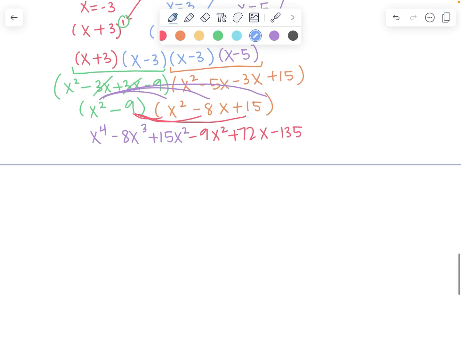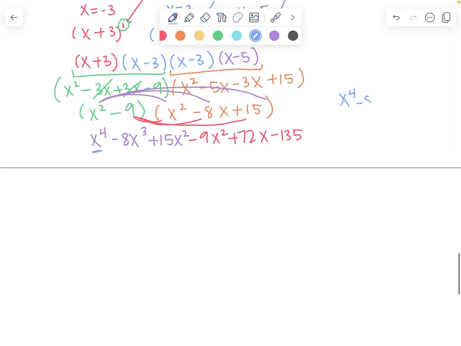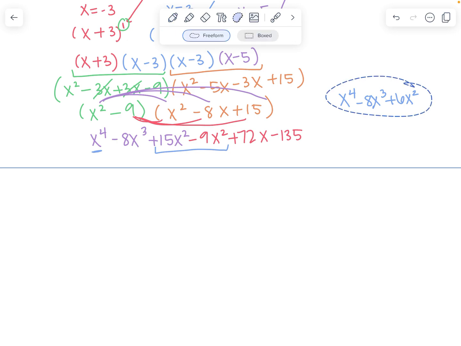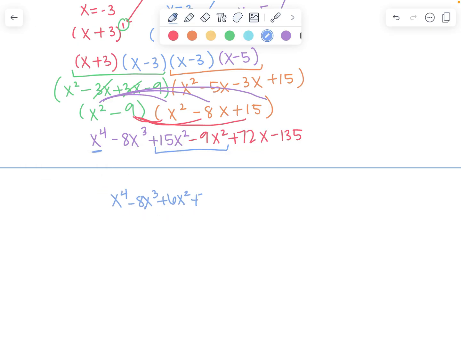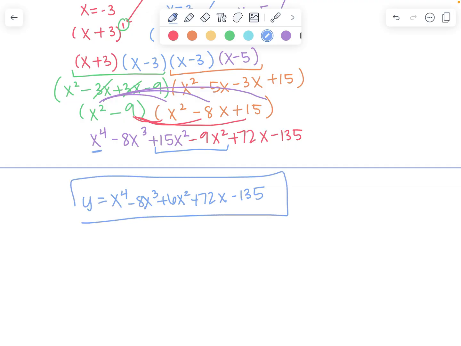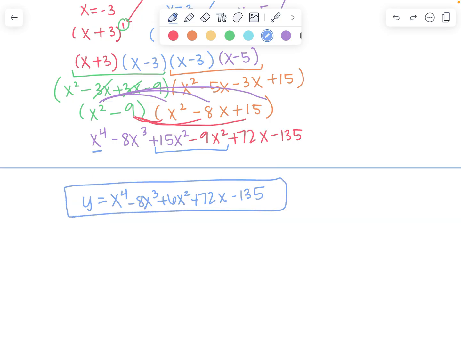So now when I combine all my like terms, I just have the 1x to the fourth term. I also just have 1x cubed, so minus 8x cubed. I do have these x squared terms I can combine. So 15x squared minus 9x squared is going to give me plus 6x squared. And then I just have a 72x and the negative 135, so there's really not a whole lot you can combine here. So plus 72x minus 135, put your y equals in front of it, and you're done. There we go.